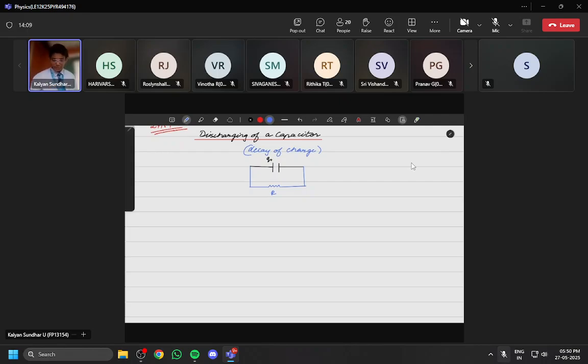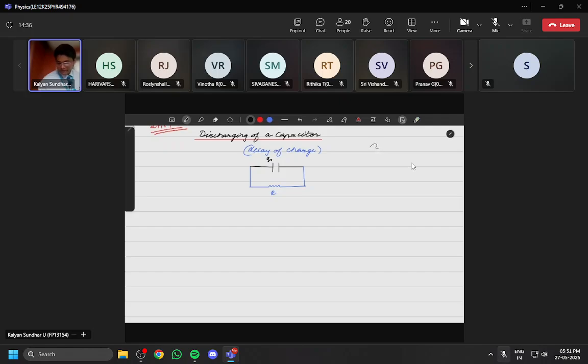So whenever the Q naught is connected with the external resistance, what happens after that? The maximum Q naught will slowly keep decreasing, correct? Finally, after it has fully discharged, Q will become 0. If Q becomes 0, what will be the I value? Current I will also be 0, correct? So whether it is discharging or charging, in both cases the current is going to become 0.